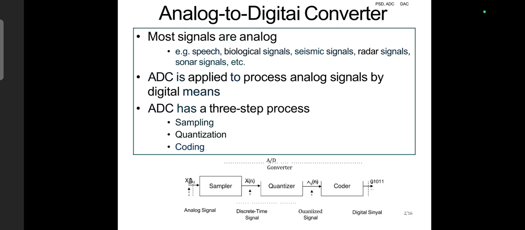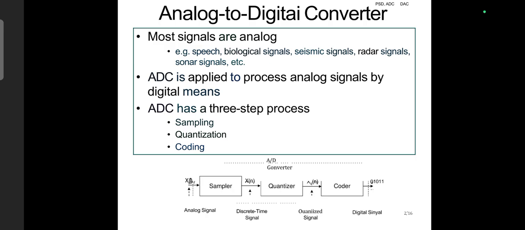Most signals in the real world are analog signals. For example, speech signals, biological signals, seismic signals, radar signals, and sonar signals. So these are all examples of analog signals. An ADC is used when we want to process these analog signals using digital techniques.